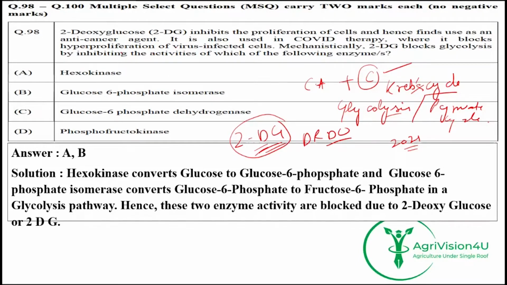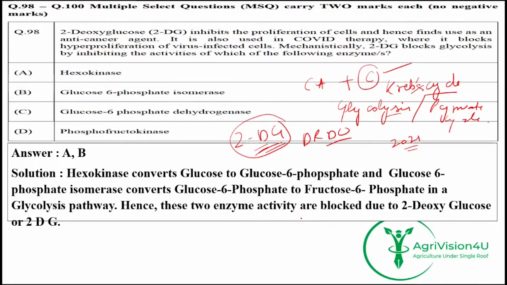So first let's read the question. 2-deoxyglucose inhibits the proliferation of cells and hence finds use as an anti-cancer agent. It is also used in COVID therapy where it blocks hyperproliferation of viral-infected cells. Mechanistically, 2-DG blocks glycolysis by inhibiting the activities of which of the following enzymes. So we all have studied about the glycolysis cycle, right?